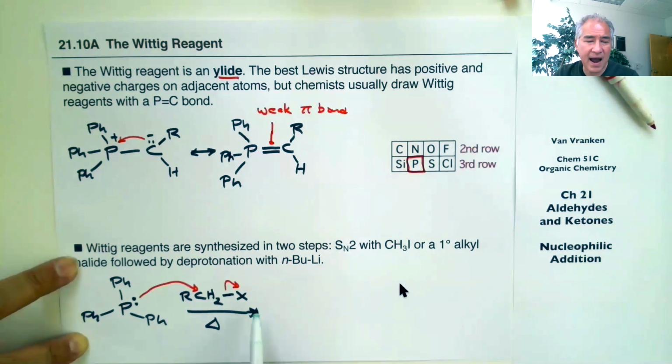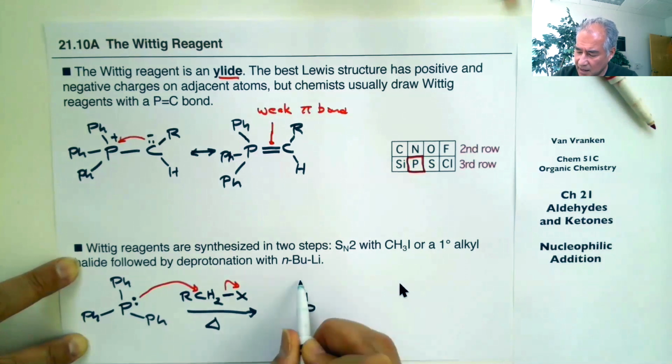Methyl iodide is very reactive towards SN2. There's no competing elimination reactions. The product you would get if you follow my arrow pushing is going to end up with a positive charge on phosphorus. So if I start off with 3 bonds to phosphorus and I use that lone pair to attack, I'm going to end up with a positive charge in my next structure.